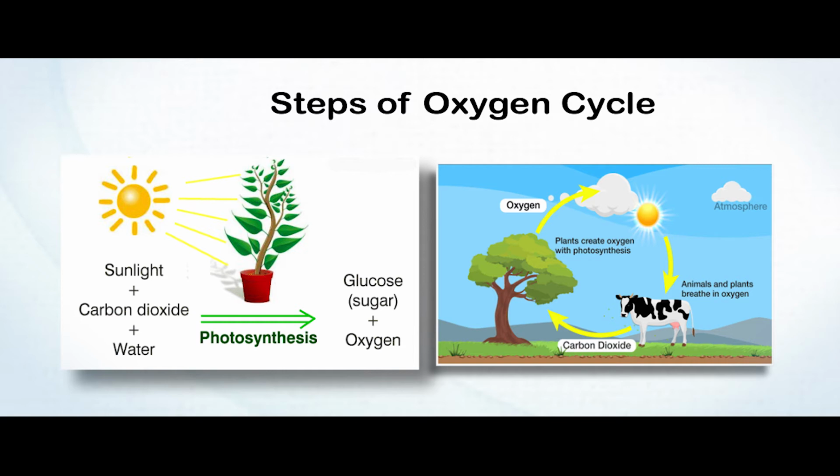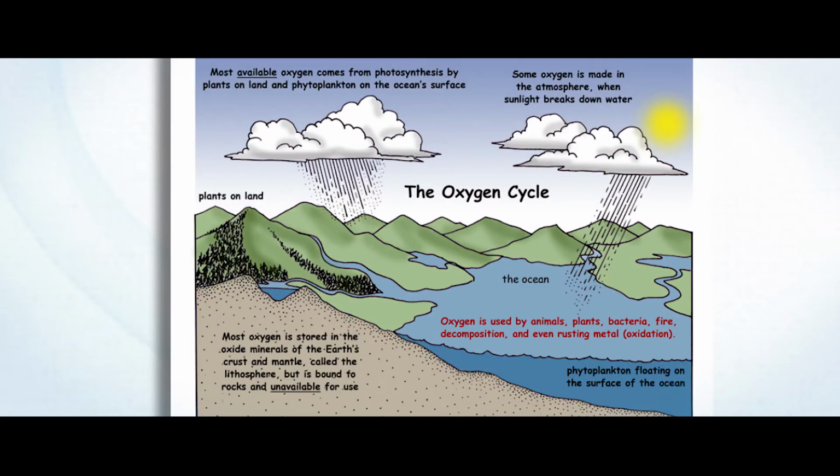During respiration, organisms take the oxygen in and release the carbon dioxide into the air. This carbon dioxide is again taken up by the plants for photosynthesis, and the cycle of oxygen continues. Here we have the illustration of the oxygen cycle.